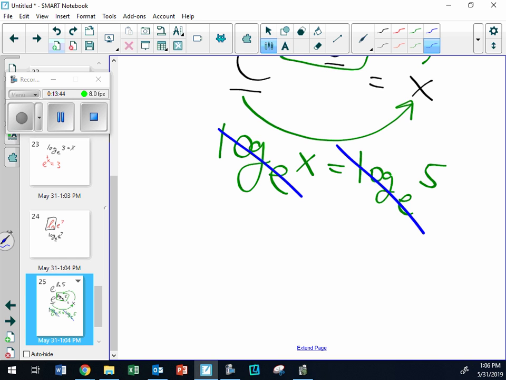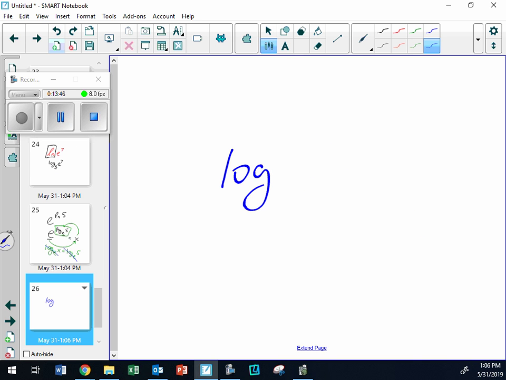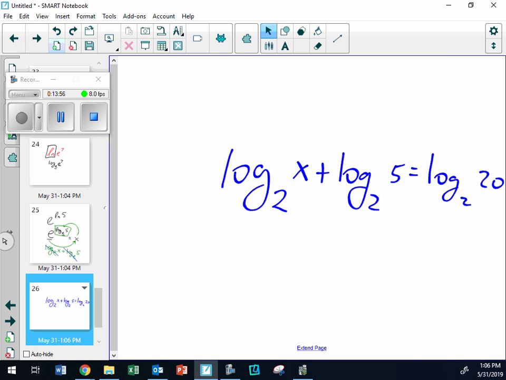All right, what if you add logs? Log base 2 of x plus log base 2 of 5 is equal to log base 2 of 20. What if you add logs? Well, you can't solve this until you get it down to just one log. And if there's one log on each side, then you could cancel them if they're the same base, which we pretty much will make it the same base. You're in easy class right now. When you get to pre-calc, it might be harder than this, but okay, so how do you do this? You got to add logs together.